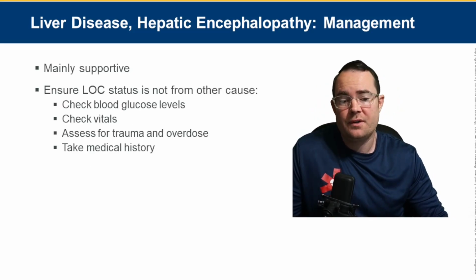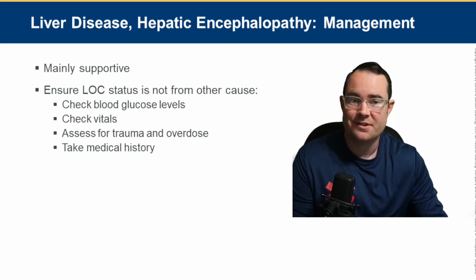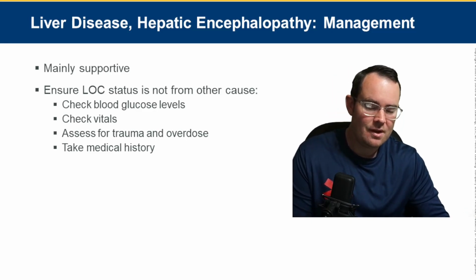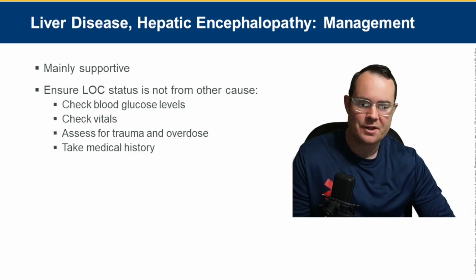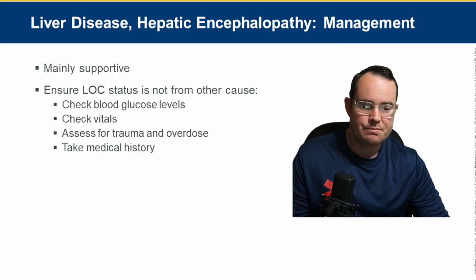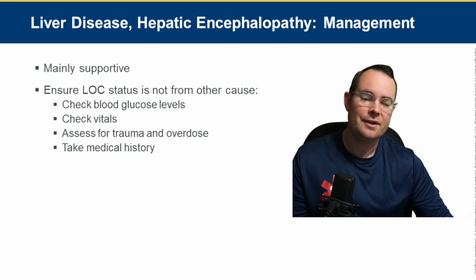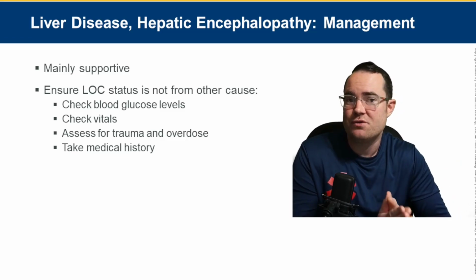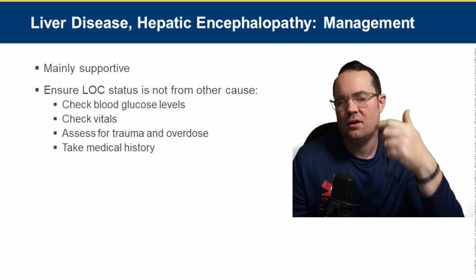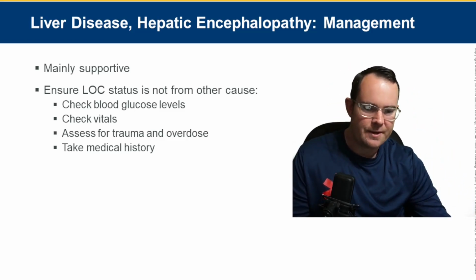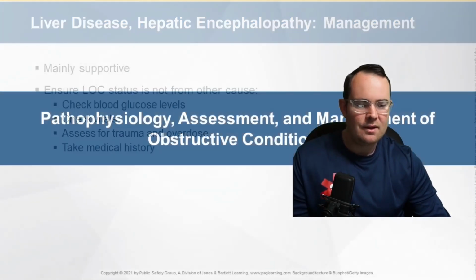So the treatment for liver disease or hepatic encephalopathy is not much. There's not really anything we can do. Hopefully, we'll even know what it is by talking to the patient. We can just be supportive. If they have any LOC status changes, just make sure we're checking everything else, right? I always tell people, if you have a patient who's altered, four things I want you to check: blood pressure, BGL, pupils, head trauma. We want to try to figure out why this person is altered. Let's move on.